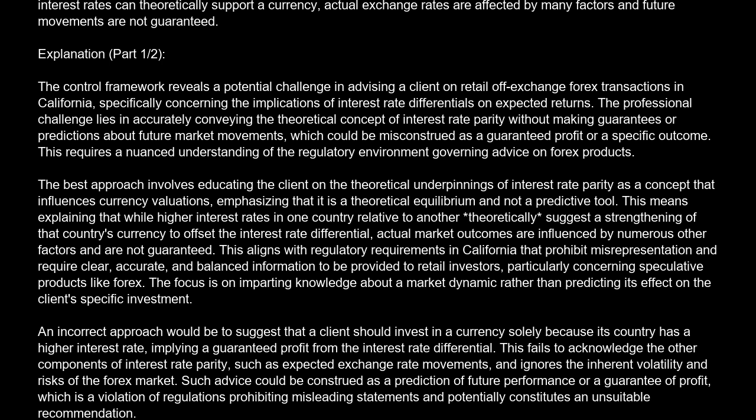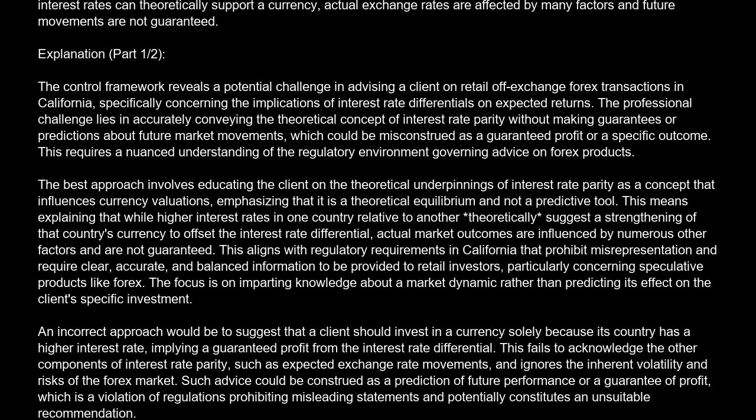This requires a nuanced understanding of the regulatory environment governing advice on Forex products. The best approach involves educating the client on the theoretical underpinnings of interest rate parity as a concept that influences currency valuations, emphasizing that it is a theoretical equilibrium and not a predictive tool.